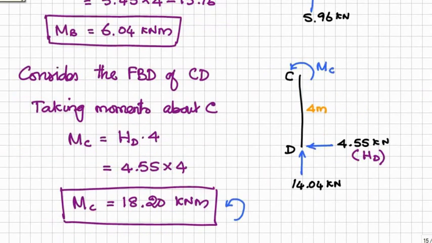Now consider the free body diagram of CD. Here we have RD reaction, this is the HD, 4 meter. Initially we assume the anti-clockwise direction for MC. So taking moment about C, MC is equal to HD into 4. So 4.55 into 4, MC is equal to 18.20 kilonewton meter. A positive answer, therefore our assumption is correct. That is, MC is acting in anti-clockwise direction at column C.